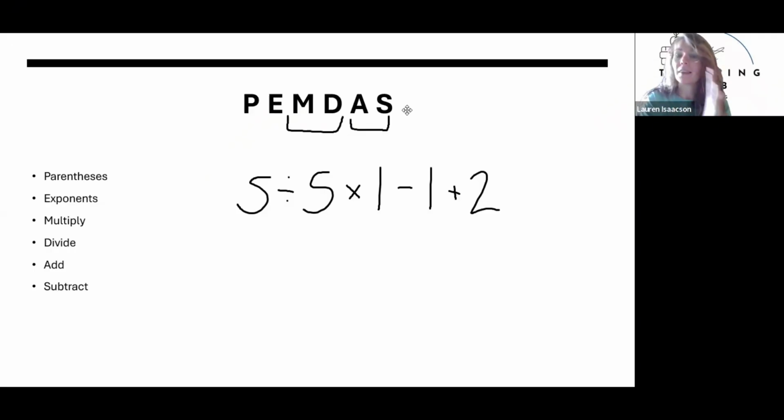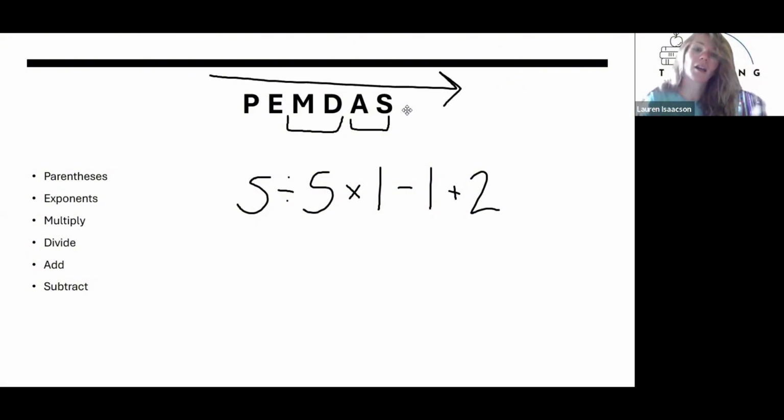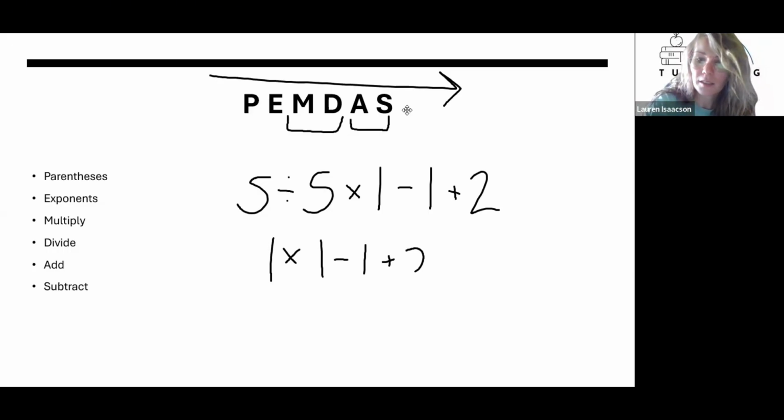So we're working left to right. Okay, let me draw that again so that you can see it. Left to right. Okay, now, so let's just work left to right now. Dividing comes first, so we're going to divide. 5 divided by 5 is 1. Okay, so now we have 1 times 1. Let me rewrite my multiply sign. We have 1 times 1 minus 1 plus 2.